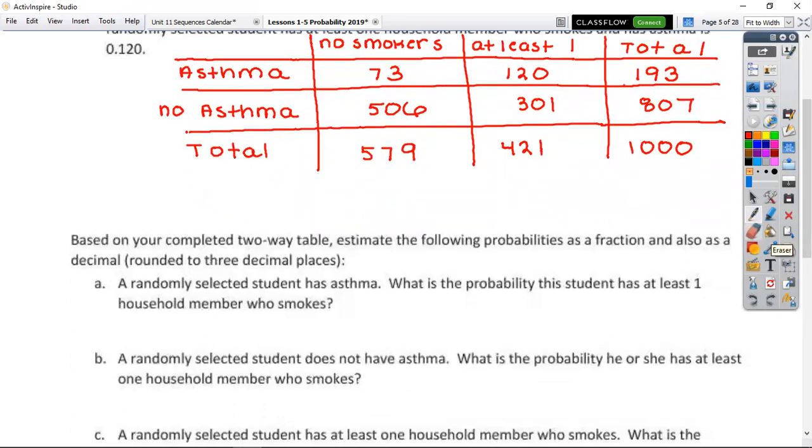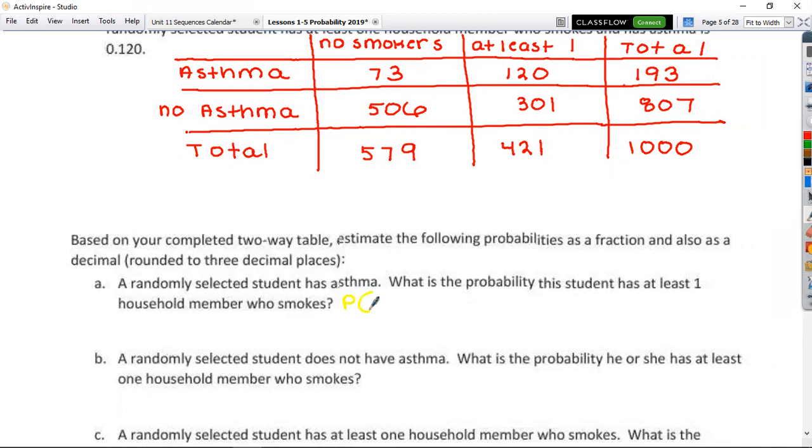Based on your completed two-way table, estimate the probabilities as a fraction and a decimal to 3 places. A randomly selected student has asthma. How many total kids are we talking here? 193, yep. Now, of that row, what is the probability that the student has at least one household member who smokes? So I say the probability of at least one smoker given the condition that you have asthma. So this is the number we divide by.